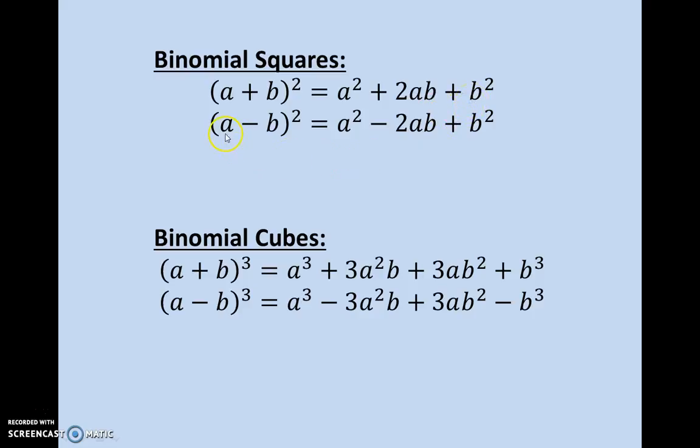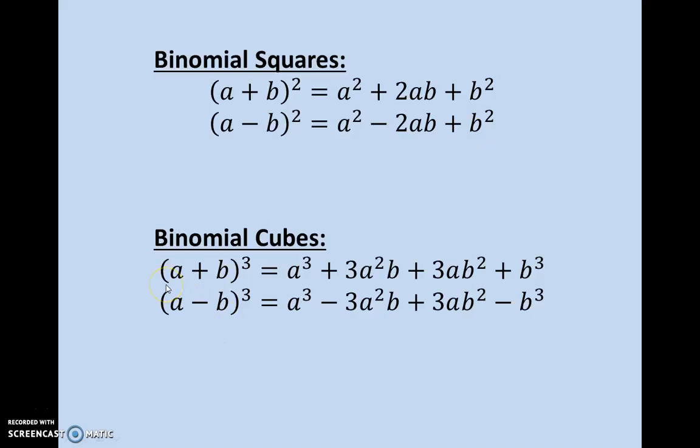And then, of course, if it's a minus b, if you have subtraction in the binomial and you're squaring it, then its product would look like this, a squared minus 2 times ab plus the b term squared. We're going to talk a little bit about why these patterns are what they are.